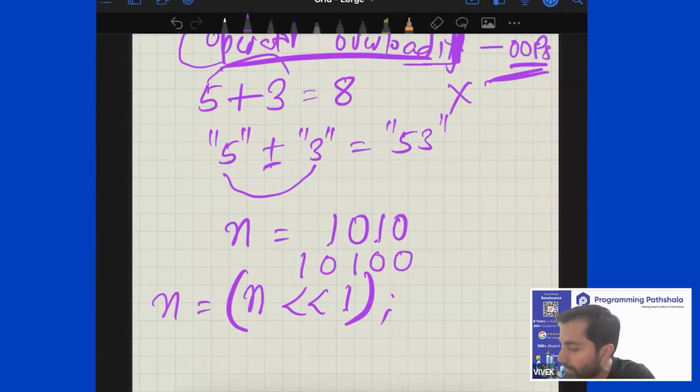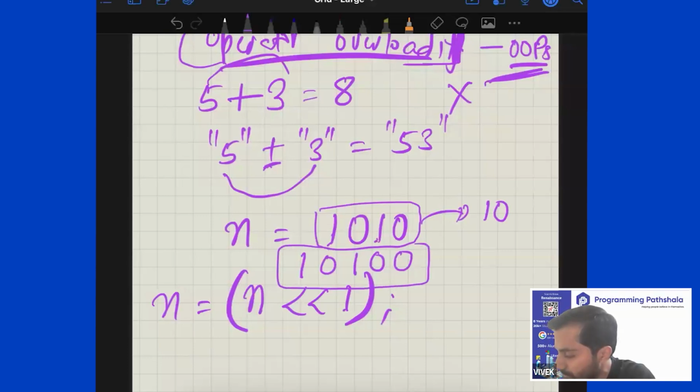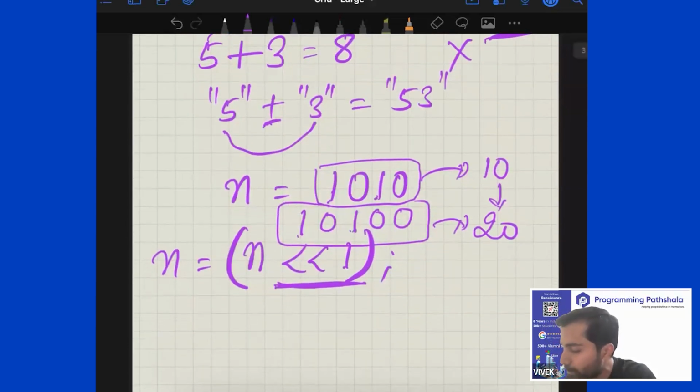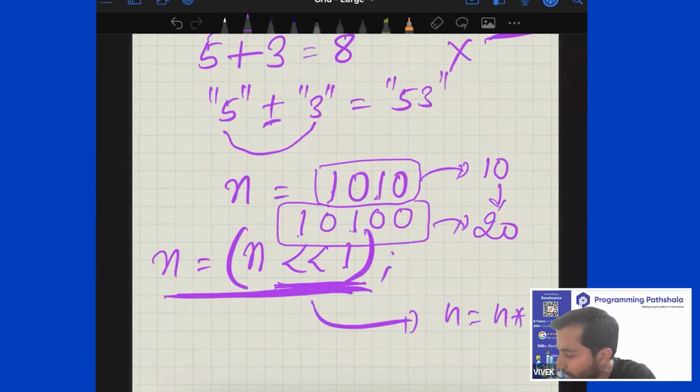Now, if you clearly take a look over here, what is the decimal equivalent of this? This thing is 2 and this thing is 8. So it is 10. And what is the decimal equivalent of this? This thing is 4 and this thing is 16. So it is 20. You can clearly see that left shifting by 1 unit has doubled the number. And this is exactly what happens. So if you left shift something by 1 unit, that number becomes 2 times itself. As simple as that. So this is equivalent to writing n = n * 2, but it is faster.